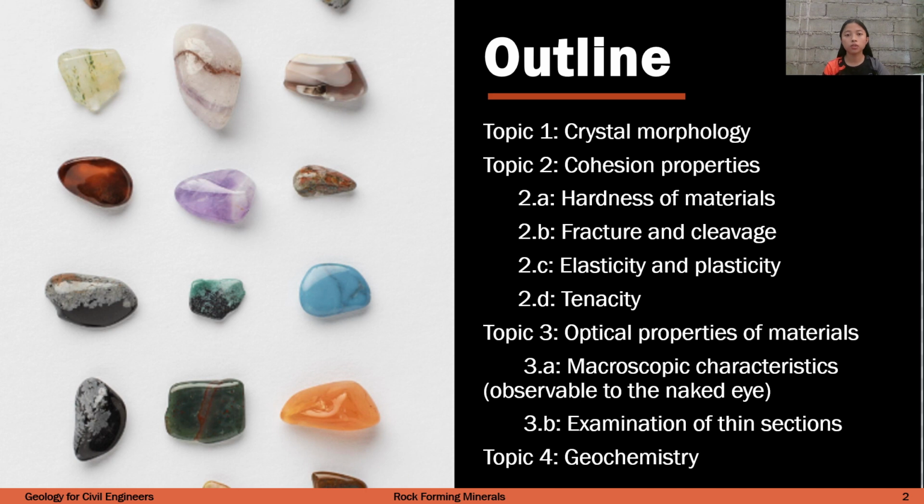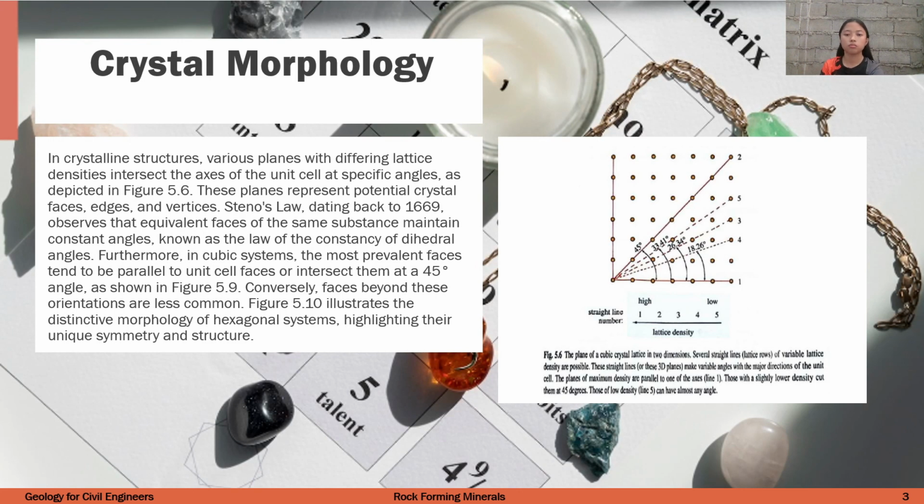Topic 3 is optical properties of materials. Under this are macroscopic characteristics observable to the naked eye and examination of thin sections. And the last topic is geochemistry. So let's talk about crystal morphology.